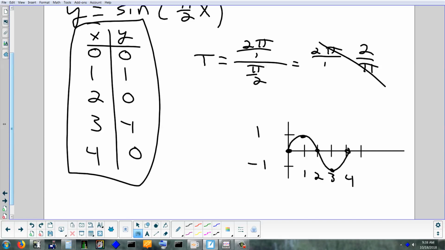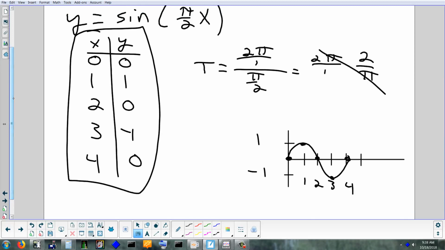So that graph has been compressed a little bit. Normally, to do a cycle, you've got to go all the way to 2 pi, which is 6.28. This graph is doing a full cycle by the time it gets to the number 4. So it's cycling a little faster, not a lot faster. So any questions on that?